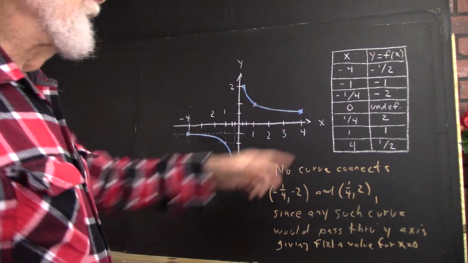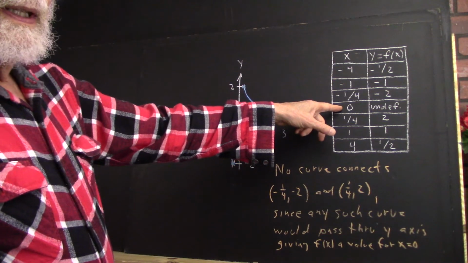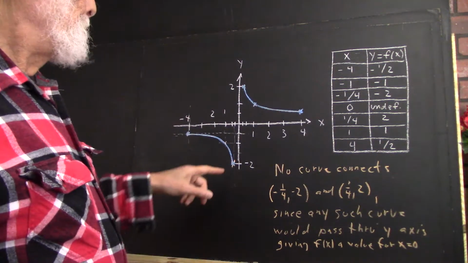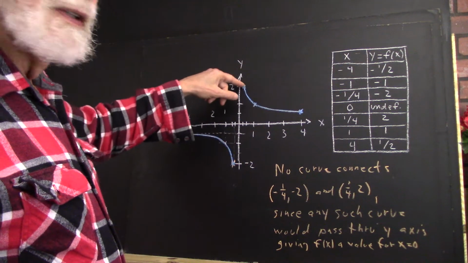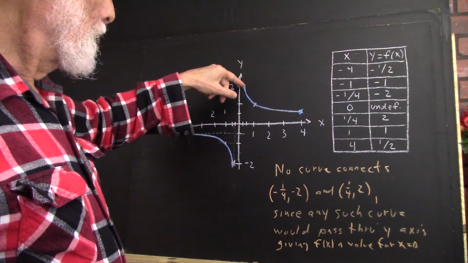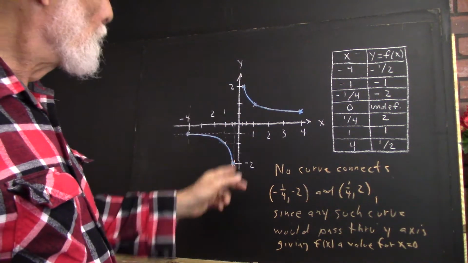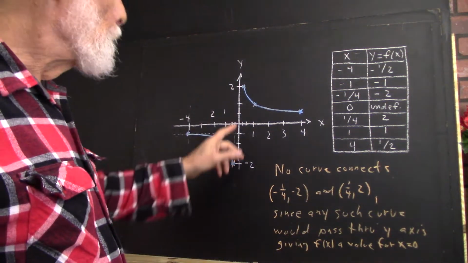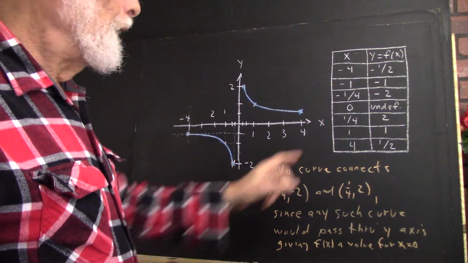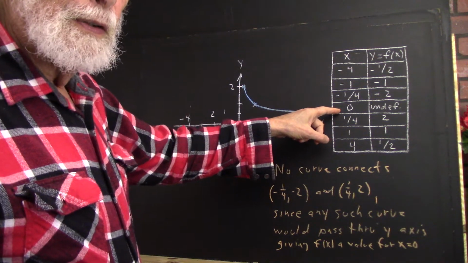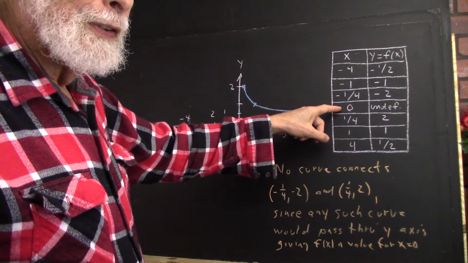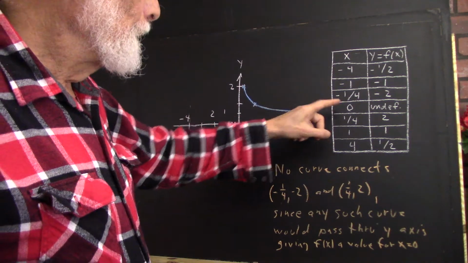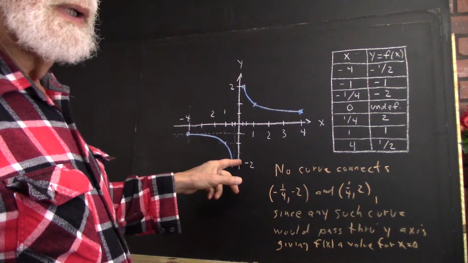If the function is undefined when x equals 0, that means that we can't connect this point to this point. Because if we do, we have to go through the y-axis, and that's exactly where x equals 0. If we go through the y-axis at a point, then we've given the function a value at that point. So the y-axis occurs when x equals 0. We can't have a point on the y-axis.